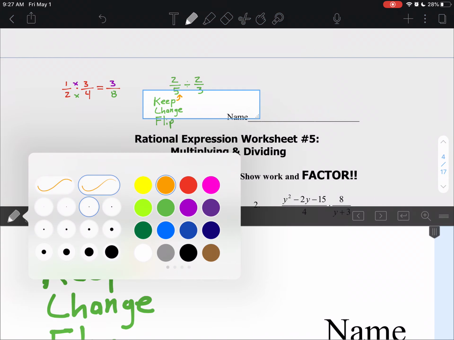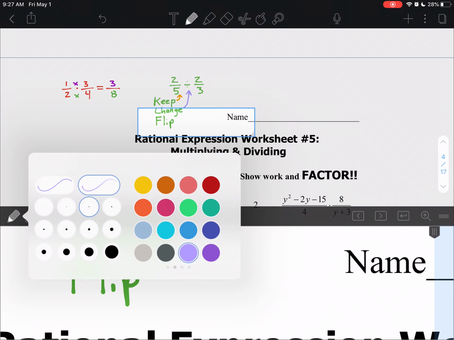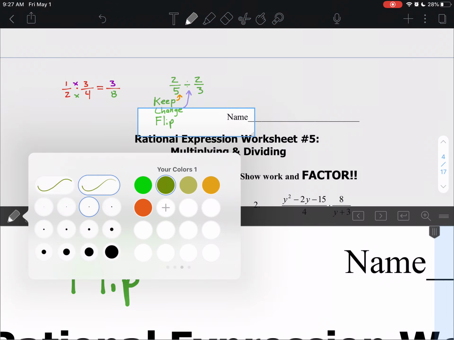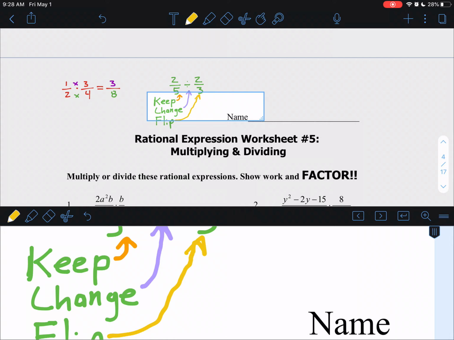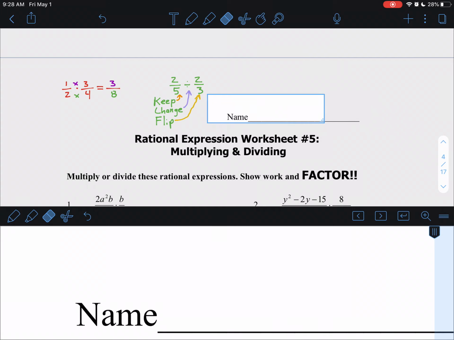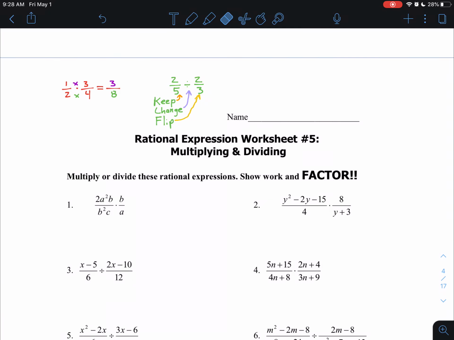I change the sign, or I change the operation. I'm changing this division into multiplication. And flip means I flip the second fraction. We'll go yellow, and then I flip this fraction here. Got really wobbly, but that's okay. Like I said, something is not working, like my touch screen is going dead or something. So I keep, change, flip. Keep the first fraction, change it to multiplication, flip the second fraction.